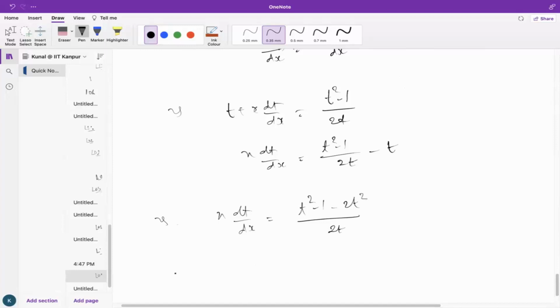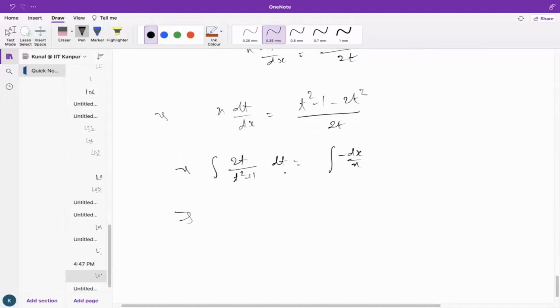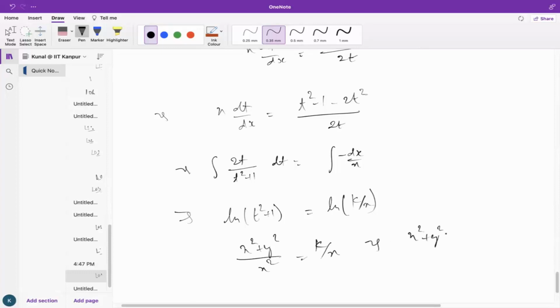And now it's time to integrate. So integrate the thing. We'll get 2t by t square plus 1 dt is equal to minus dx by x. When we integrate this, we'll get ln of t square plus 1 is equal to ln of k by x. So we'll get x square plus y square by x square is equal to k by x. That implies the final general solution will be x square plus y square is equal to kx.